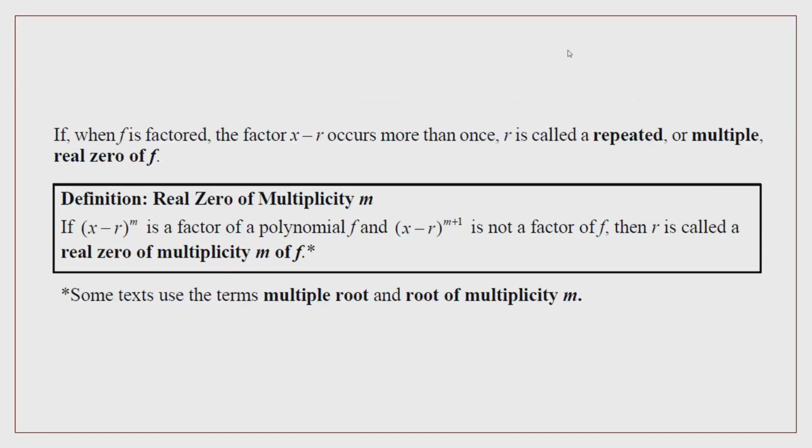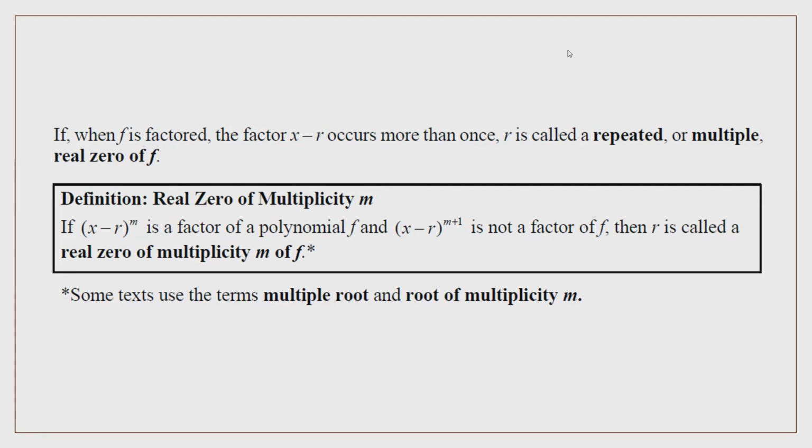So if, when f is factored, the factor x minus r occurs more than once, then r is called a repeated or multiple real zero of f. So if (x minus r) to the power m is a factor of a polynomial f, and (x minus r) to the power m plus 1 is not a factor of f, then r is called a real zero of multiplicity m of f. Note that in other texts, the terms multiple root and root of multiplicity m might also be used.